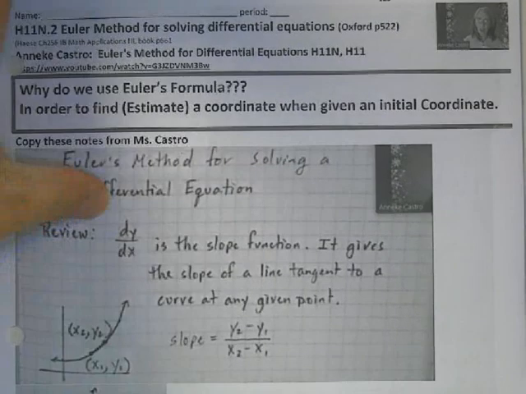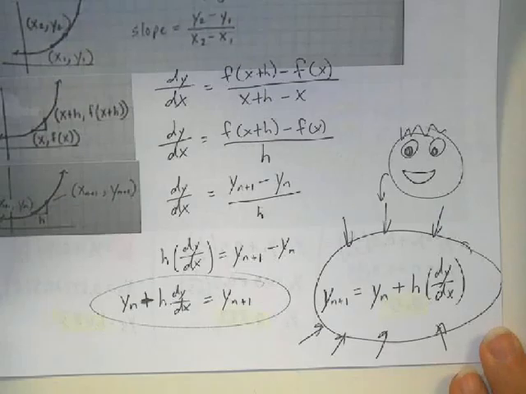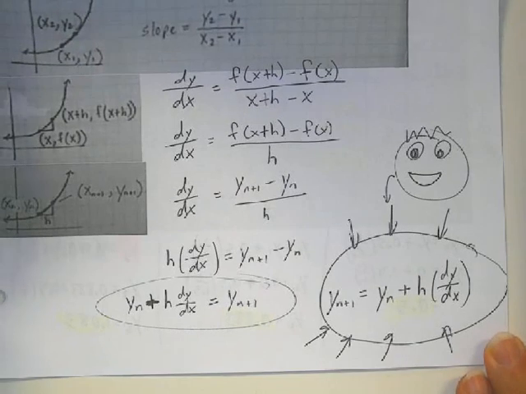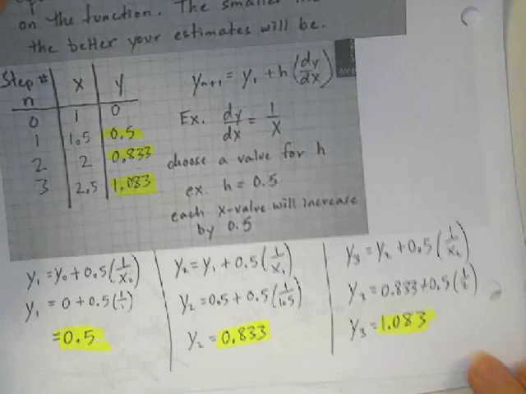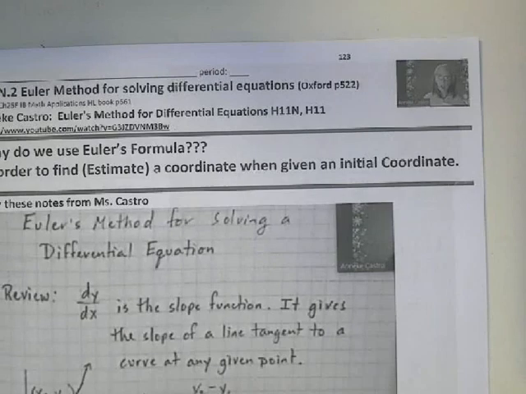So, this first part, you should have copied these notes from Miss Castro. You should have gotten something like this. And then for the other part, you should have gotten something like this. And now we're going to do an example following her advice.